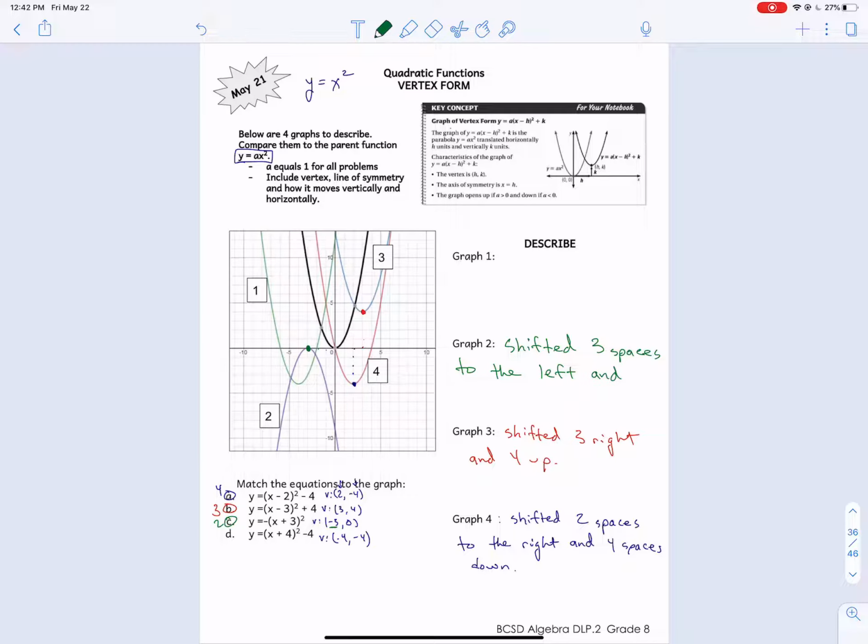Okay, this one looks different than the others. And what? Flipped over. So, and opens down. So it actually mirrored across the x-axis. So reflected. So this one is a reflection and a translation. So again, things that we didn't learn, but you will see it next year.